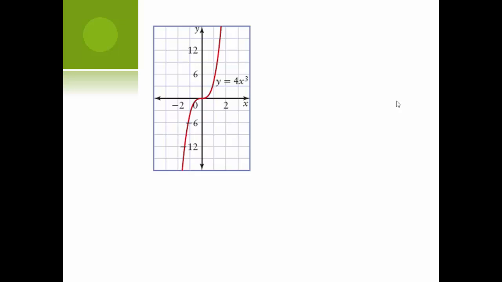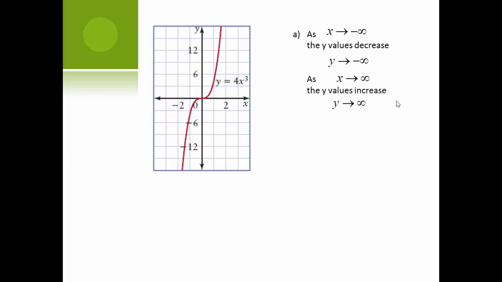Third example here: we've got a cubic function. We have y equals 4x cubed. Let's look at what happens as x approaches negative infinity. Since x approaches negative infinity, our y values are getting smaller and smaller. So we say y values decrease, so y approaches negative infinity. And as our x values approach positive infinity, our y values get bigger. So y approaches infinity.